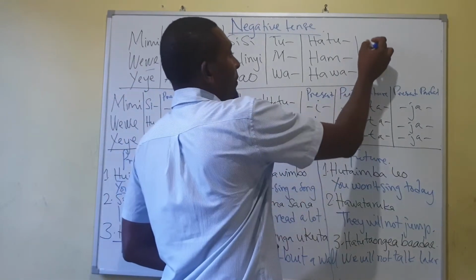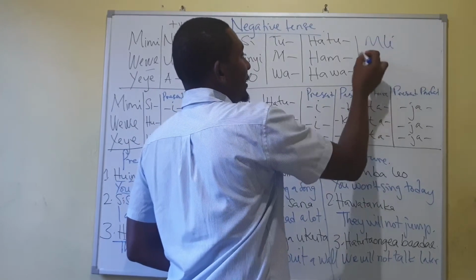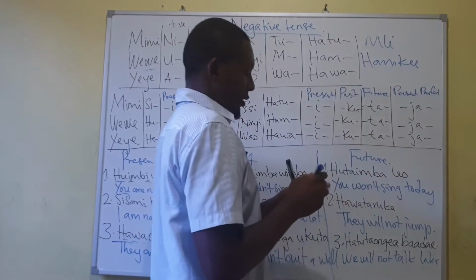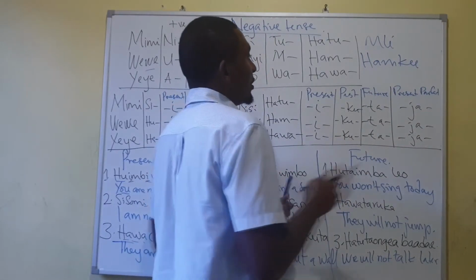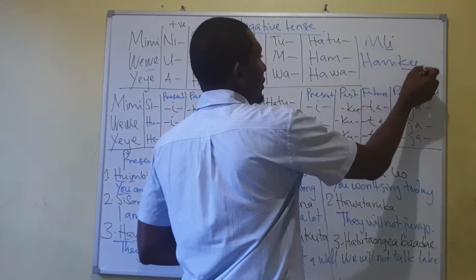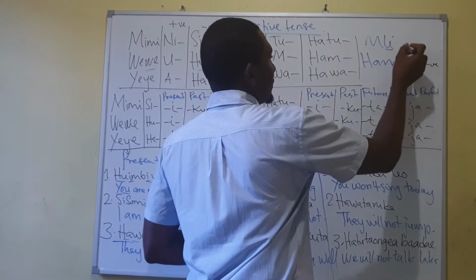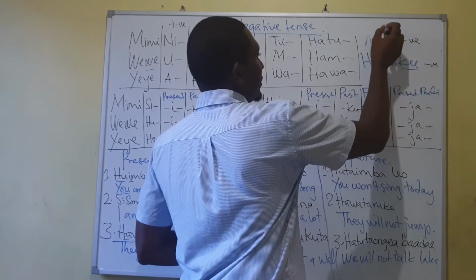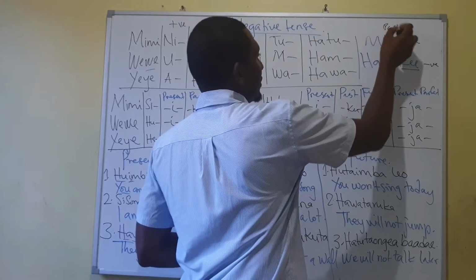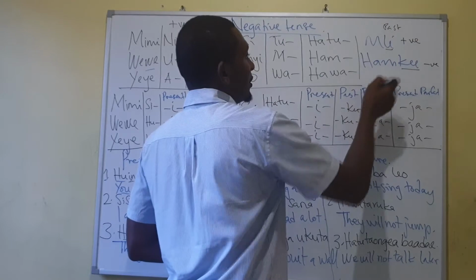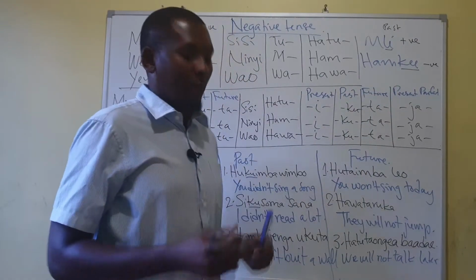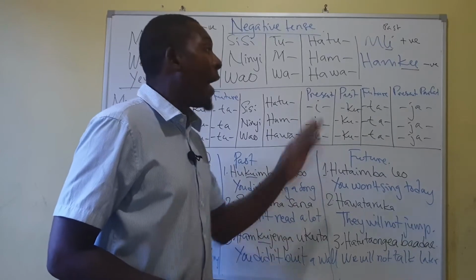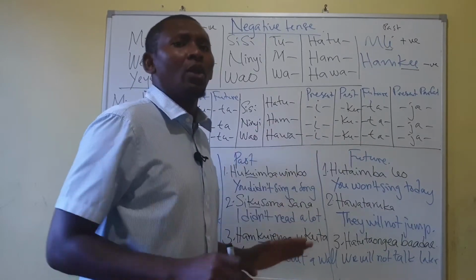So, mli, hamku. This is negative. This is positive. Past. Did you understand that? So, mlijenga ukuta, you built a wall. Hamkujenga ukuta, you did not.